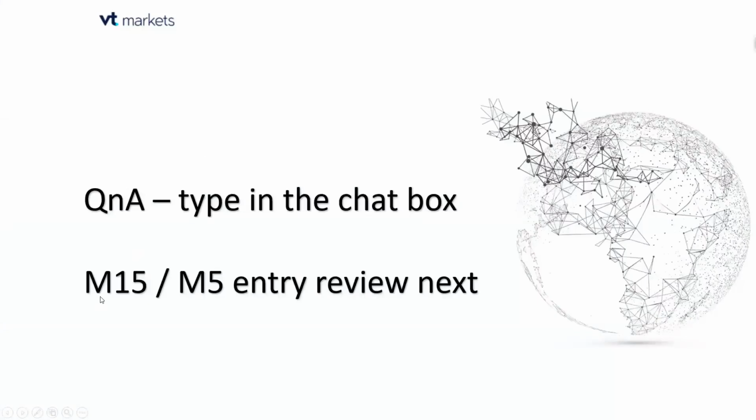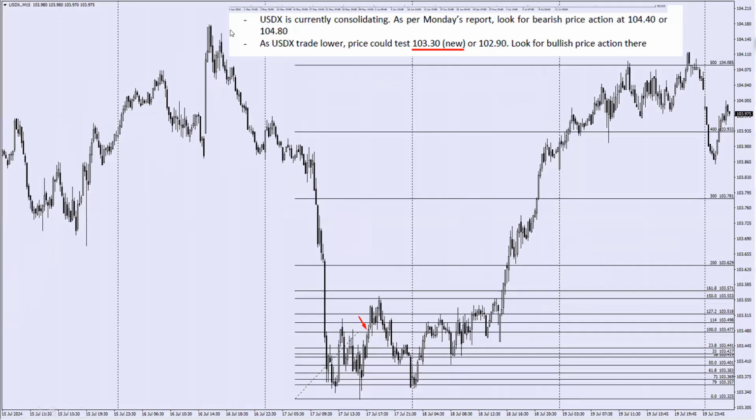The M15 and M5 entries that happened last week, based on the reports. Okay. Now, first is the dollar index right over here. What happened first is that we were looking for the buys at two areas, 103.3 or 102.9. And you can see at the 103.3 area, right over here, there is a very strong push, breaking this swing high, creating the CHoCH.